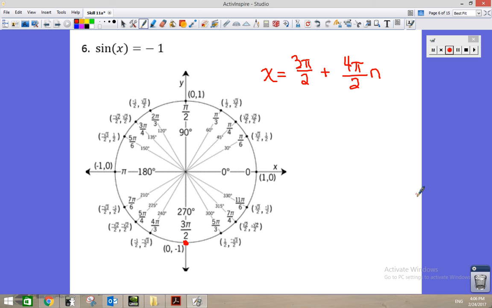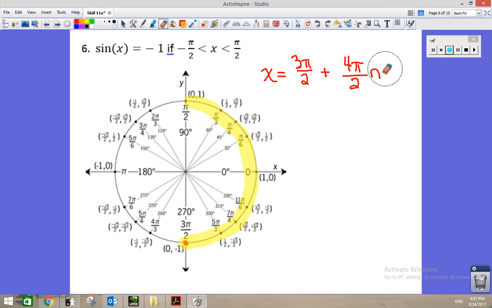All right, they did not want infinitely many solutions. They want me to reduce this infinitely many. They only want me to find solutions that are between -pi over 2 and +pi over 2. That's on the right half of this unit circle. So if I let n equal 0, 3 pi over 2 is bigger than 1 pi over 2. It's not in the range they were wanting.